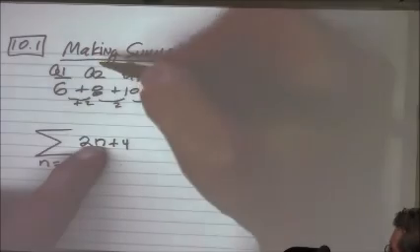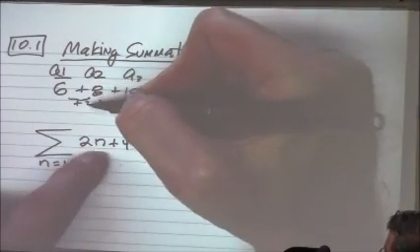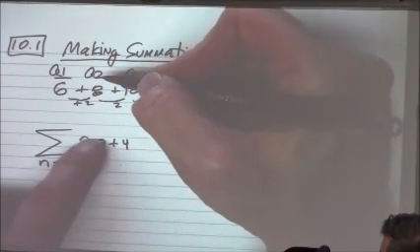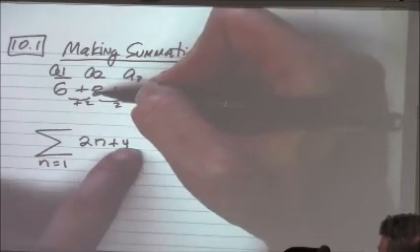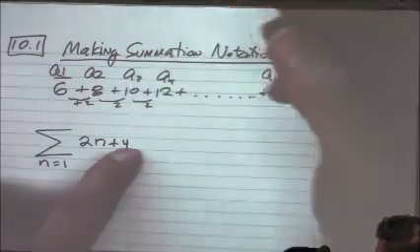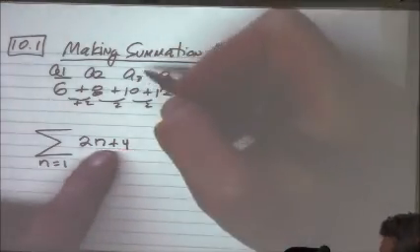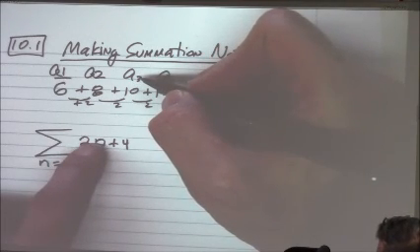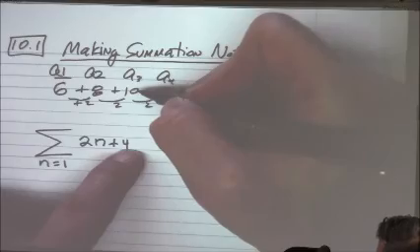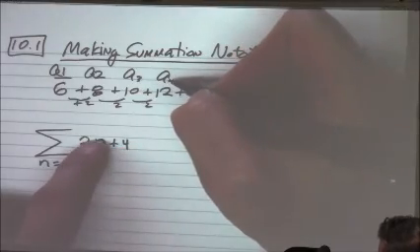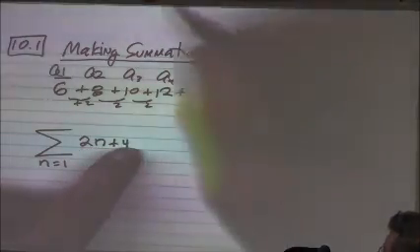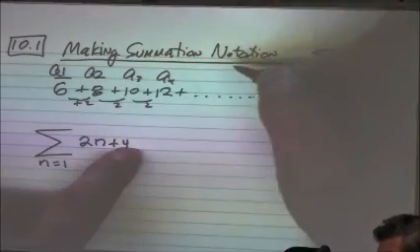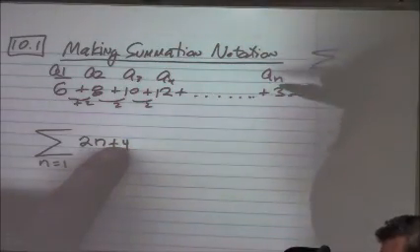Well, now let's see if that works for the next one. 2 times the second term makes 4, and 4 plus 4 is 8, so that works for the second term. Let's do it for these next couple and see if it still works. 2 times 3 is 6, plus 4 works. 2 times 4 is 8, plus 4 is 12. It works for each of the 4 terms. So it looks like we found something that can work.